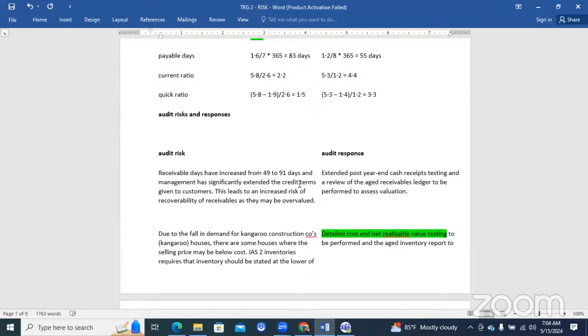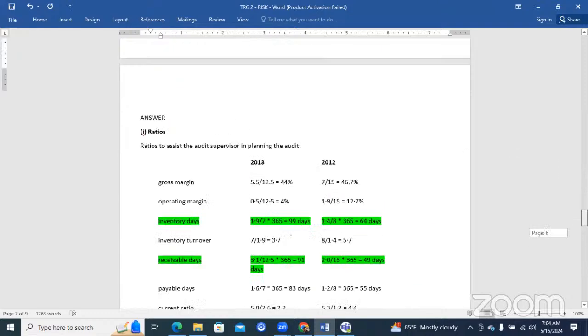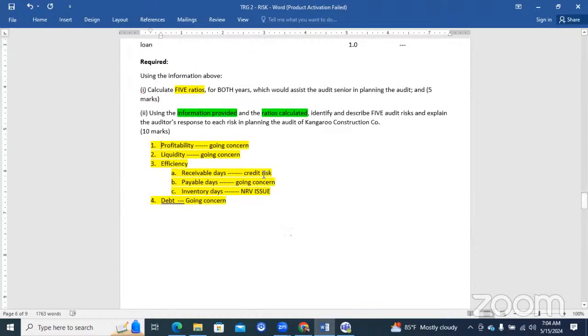When receivable days are increasing, credit risk. When payable days are increasing, going concern. When inventory days are increasing, NRV. You should merge both together. This leads to an increase in the recoverability risk of receivables, where receivables are overstated. Students, did you understand how to connect this? One relationship I told you: credit risk. Receivable days are calculated, the credit risk term is given in the story. I merge both together and write down the answer.